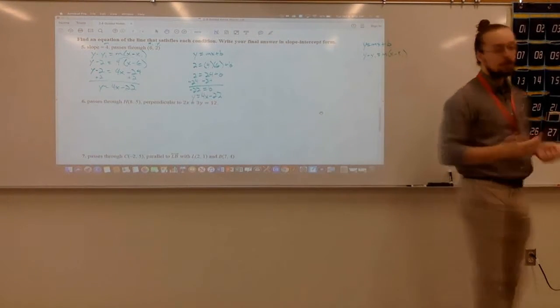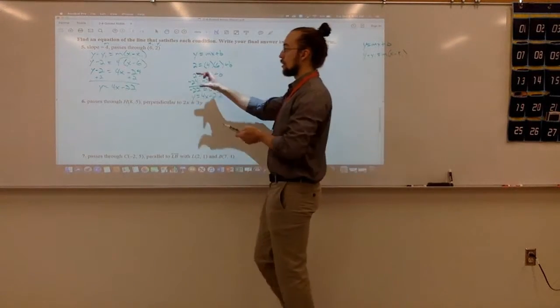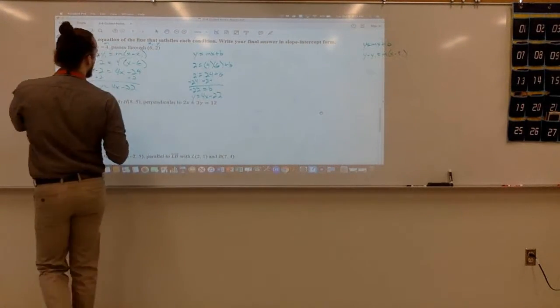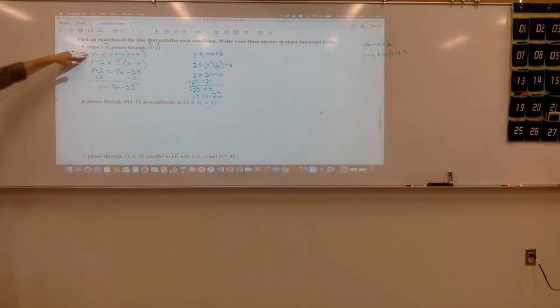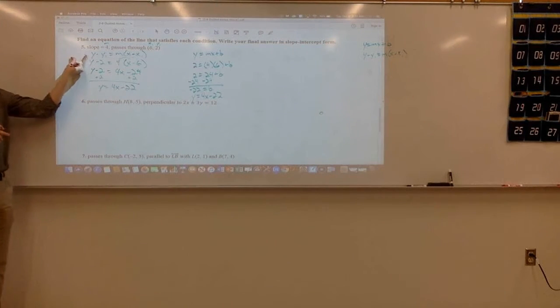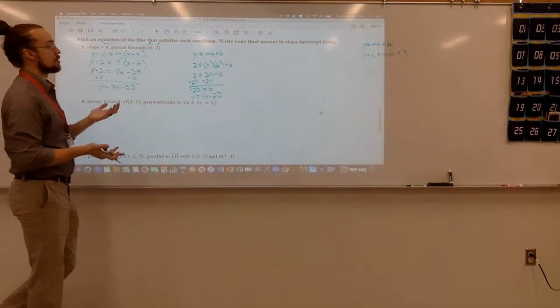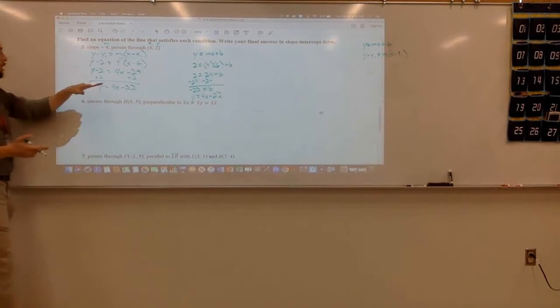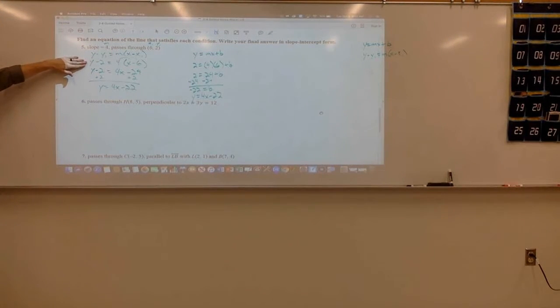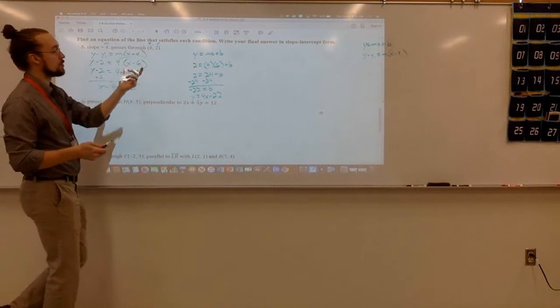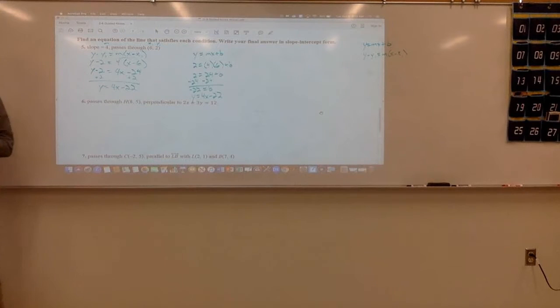But it's a good idea to get in the habit of using this if we're given a point and a slope, because sometimes this is an acceptable final answer. So you save yourself a little bit of work, as long as you read the directions. If it just says write the equation of a line, this is okay. This is an acceptable form of a line. But if it specifies write it in slope-intercept form, then we do have to solve. You okay with that one?